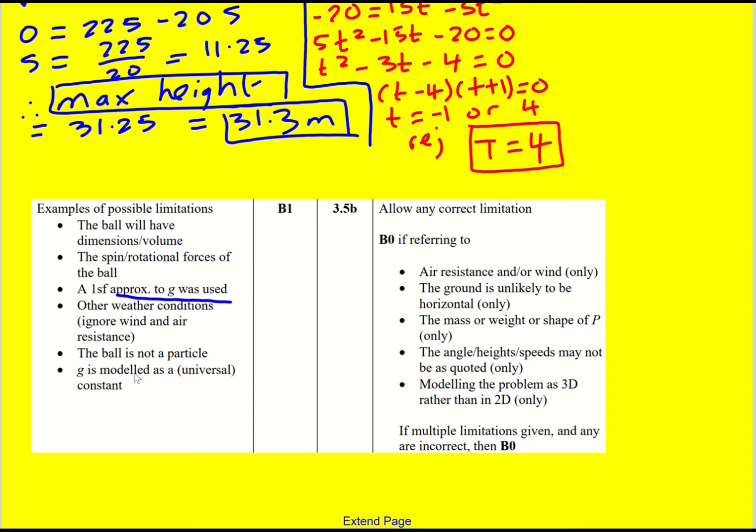You could even say that g isn't necessarily going to be constant, but yeah, that is okay. I'd say it's better to say that it's just not going to be 10. Other weather conditions is accepted. The ball is not a particle. You don't get any marks if you talk about air resistance or wind, the horizontal ground, the mass of the shape, or angles not as quoted. There might be other things accepted, but these are the ones to focus on.